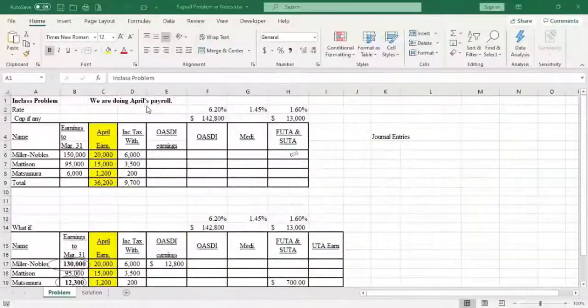We're going to do April's payroll. We've got 3 employees, Miller, Madison, and Matsumura, and those are the authors of your textbook. We need to know how much we've earned before April because we've got that 142 cutoff for our Social Security. Income tax withheld, I told you, always has to be given. So that's just what people request to be withheld.